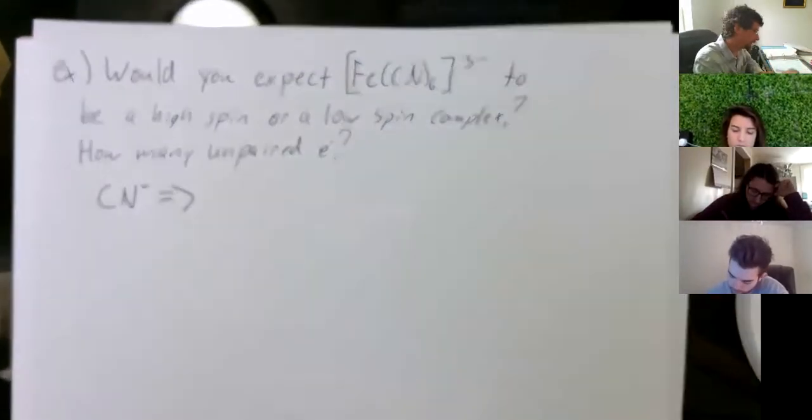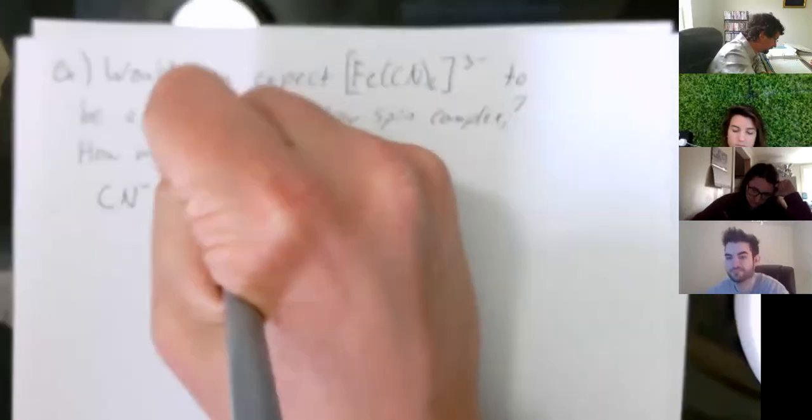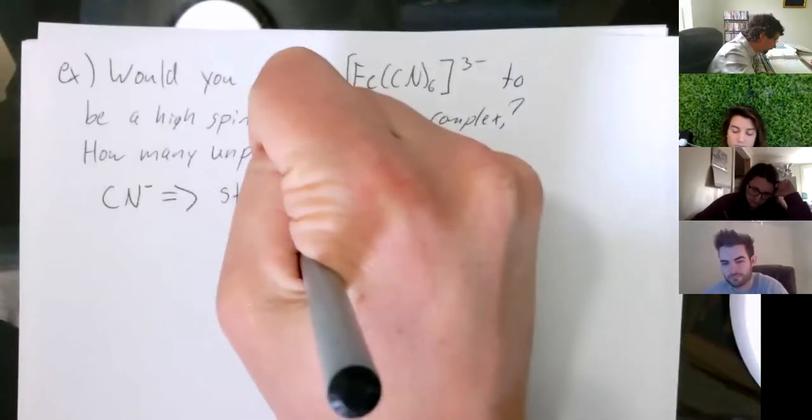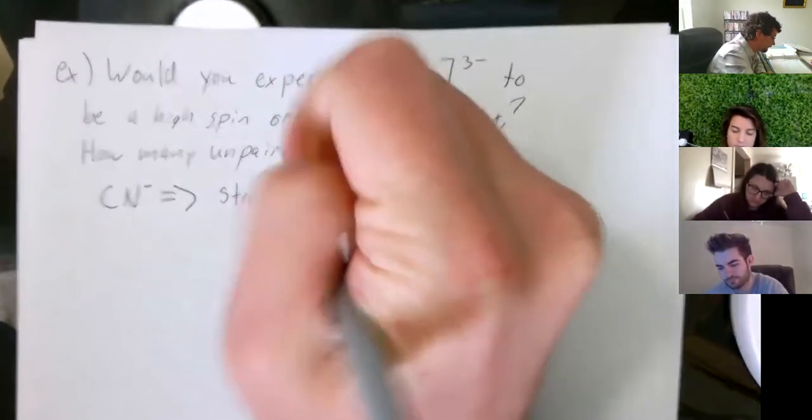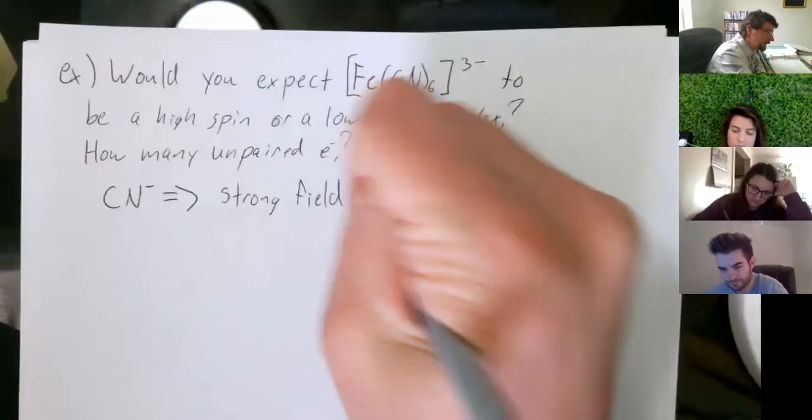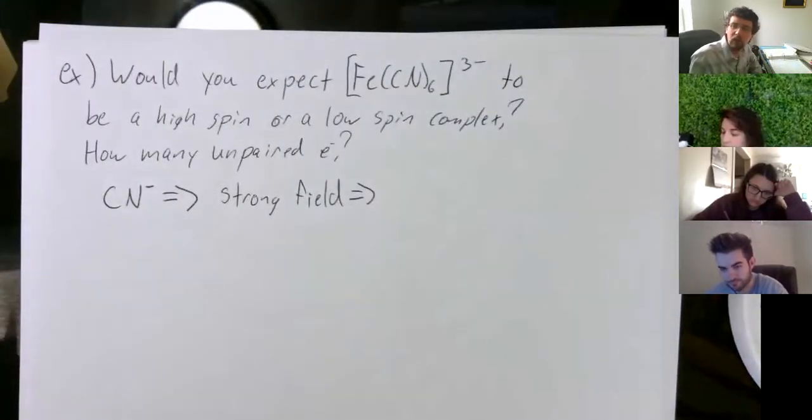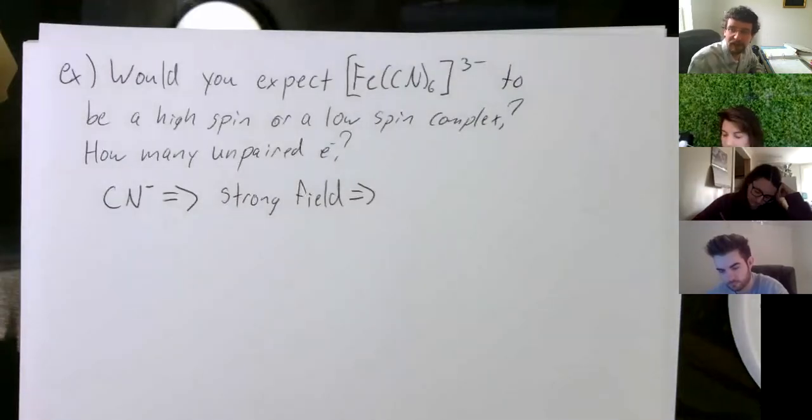On our test, are we going to be given that series chart, or is that just something we're going to have to know? That's something you're going to have to know. What you really want to consider is whether it's pi accepting or pi donating. That's the biggest hint.